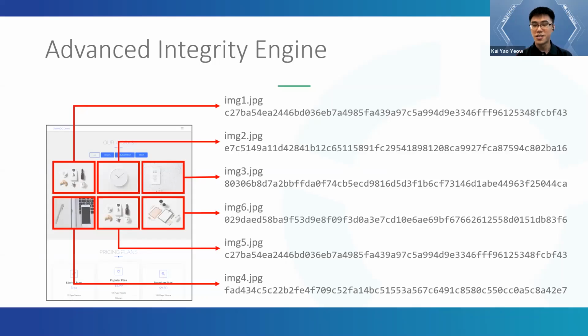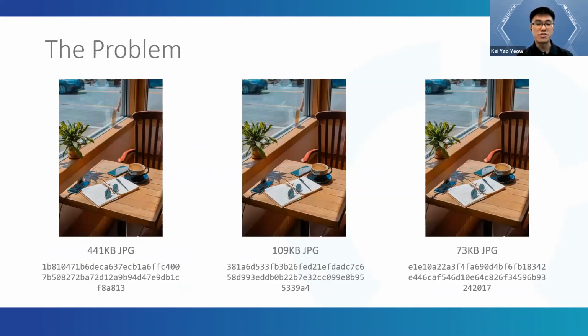So what's the problem with this? While hashing the images allows us to check that the image file is unchanged, images can look the same but still have different hashes. In this example, I have 3 different images, each of a different size, a different number of kilobytes, and the hash is completely different, even though they look almost exactly the same.